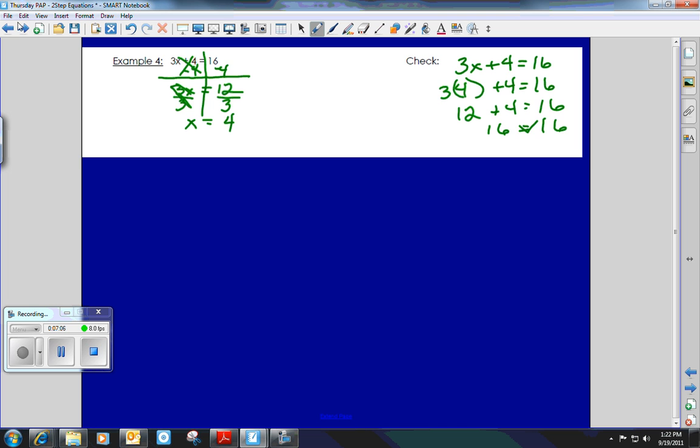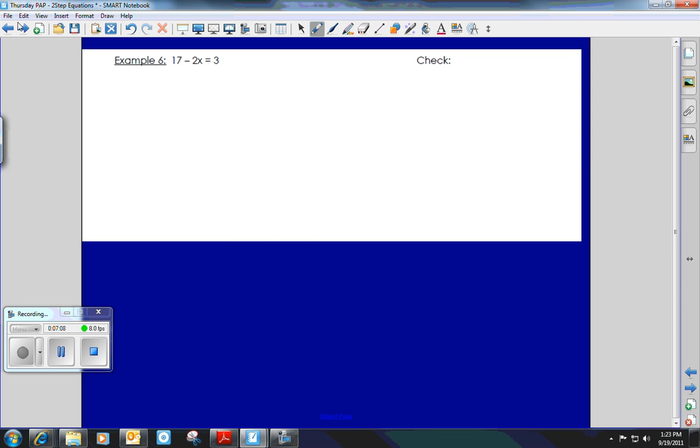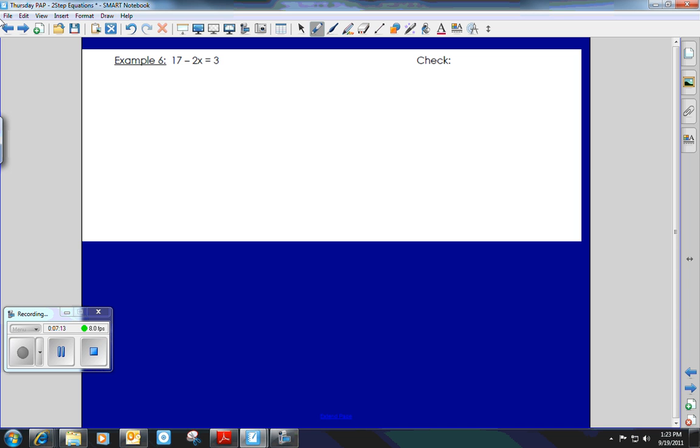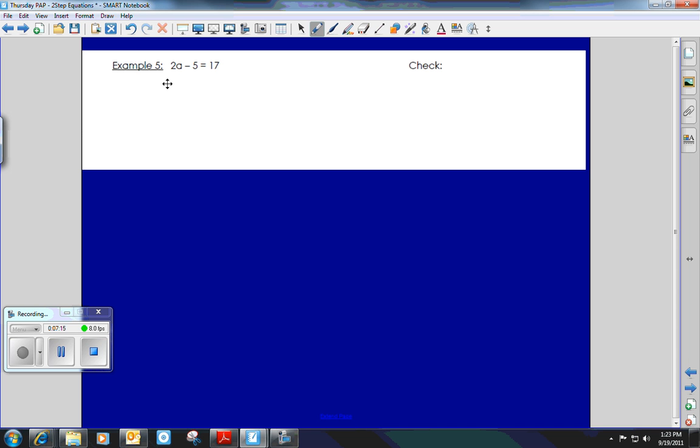I'm going to do one more with you, which is a subtraction equation, and you're going to do example number 6 on your own. I'm going to get you started on example number 5, and you'll have to finish it with the check. Okay, on number 5, we have 2 times a minus 5 equals 17. A is on the left, so I'm going to work on the left side first. I have to work in reverse to undo what is being done with letter A here. That means I have to work with addition and subtraction first, the reverse order of PEMDAS.